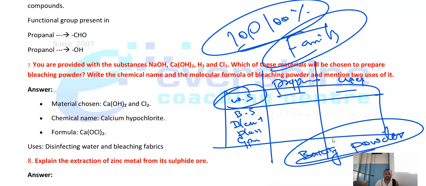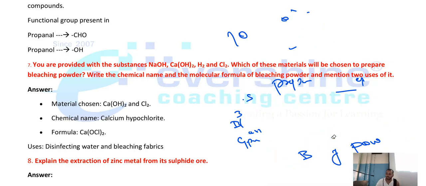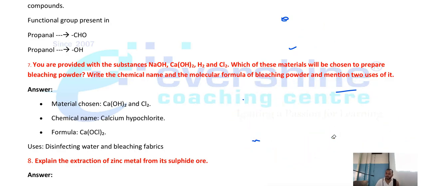Now they are asking which are the chemicals we are going to use among these four. This is the question, correct? Which chemicals are being used in this? So what can you write as the answer? The materials chosen are calcium hydroxide and chlorine.